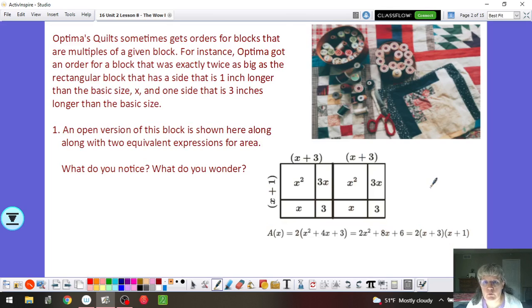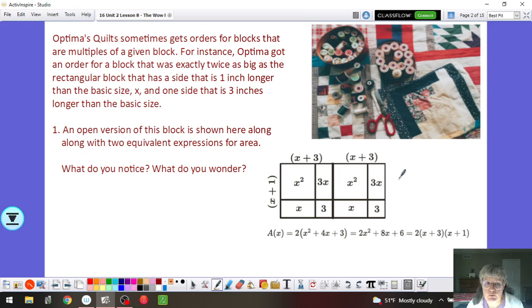So we still are working with Optima in her quilt shop, and sometimes she gives orders for blocks that are multiples of a given block. For instance, Optima got an order for a block that was exactly twice as big as the rectangular block that has one side 1 inch longer and the other side 3 inches longer than your basic X. So an open version of this is pictured here on our screen. And we see that we have 2 x squareds, 2 3x's, 2 x's, and 2 3's. So we see double one block.